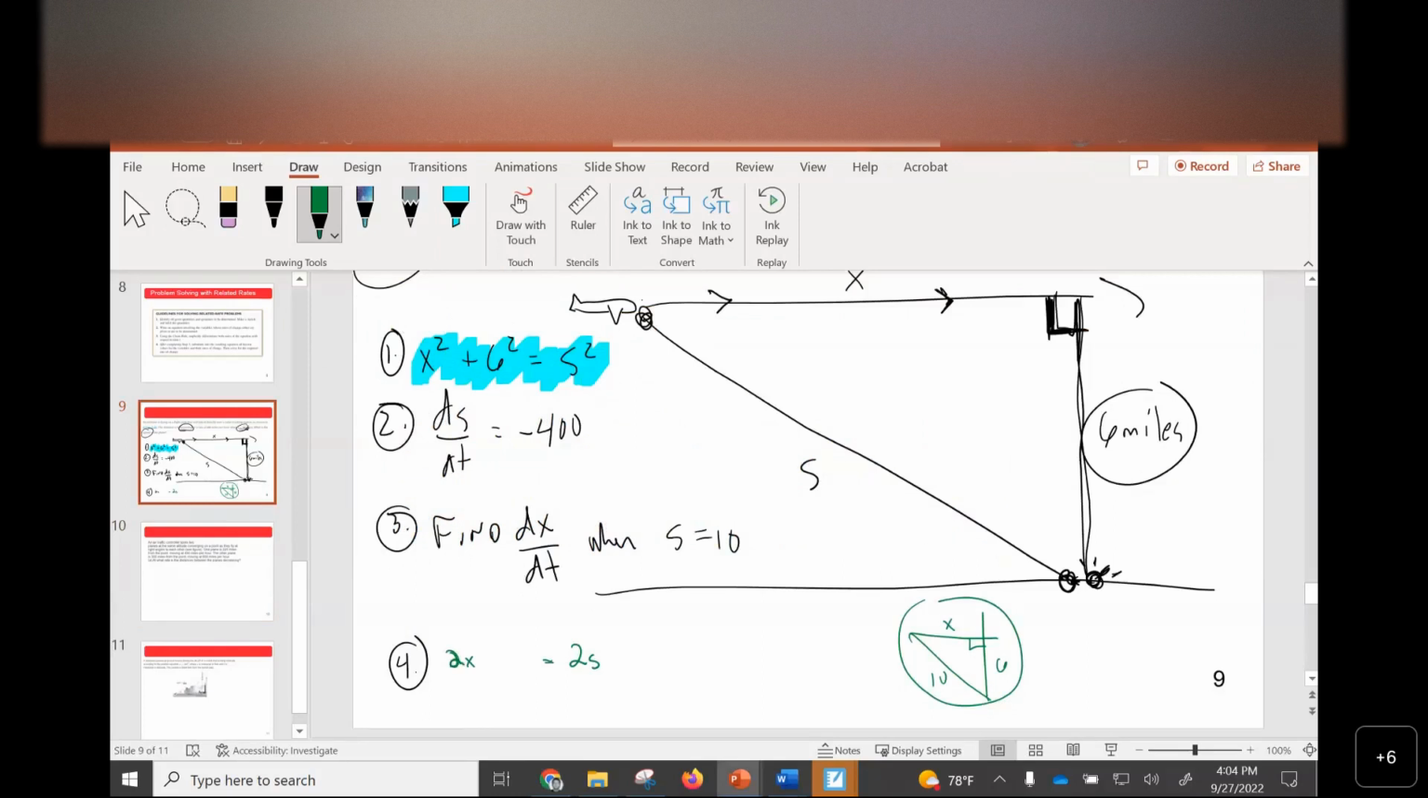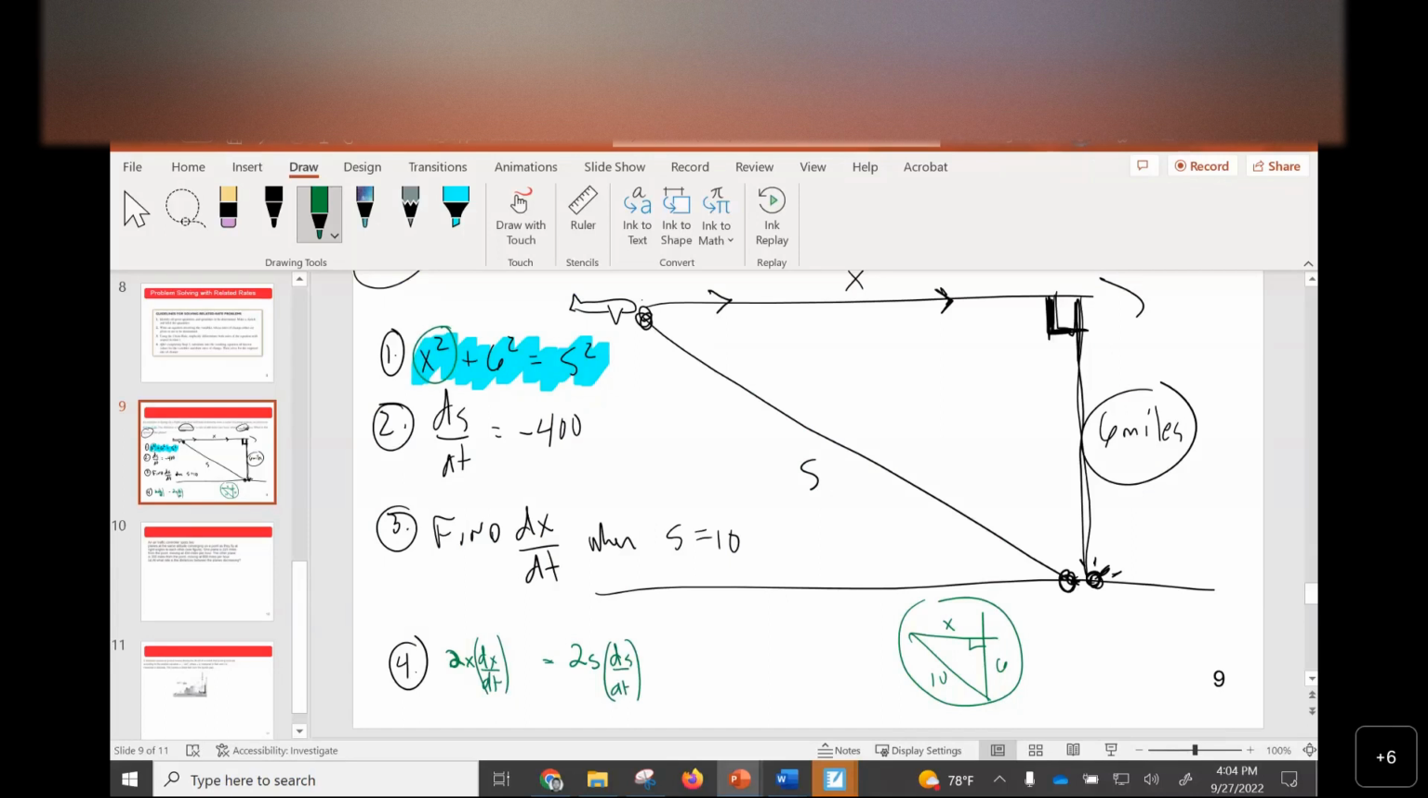Good, but don't forget your chain rule, right? These are both functions of time. So the derivative of x squared is 2x dx/dt, or x prime, and 2s ds/dt. Does that make sense, Gabby? Don't forget your chain rule. You've got to take the derivative of the inner function. So the derivative of x squared isn't 2x anymore, right?